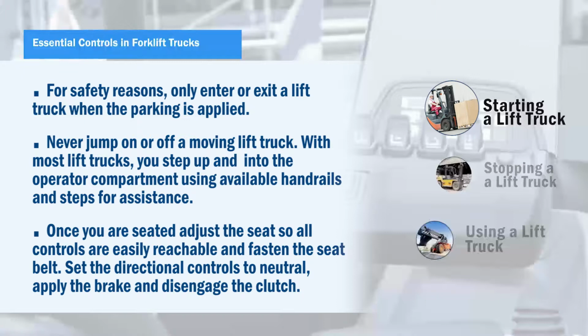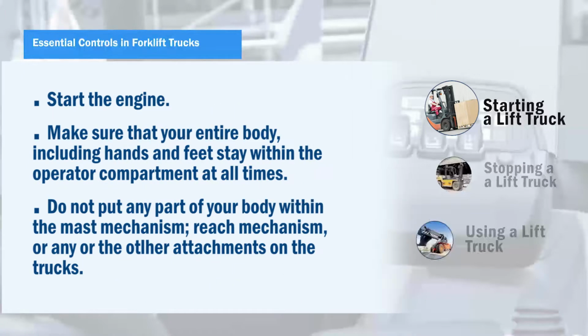With most lift trucks, you step up and into the operator compartment using available handrails and steps for assistance. Once you are seated, adjust the seat so that all controls are easily reachable and fasten the seatbelt. Set the directional controls to neutral, apply the brake, and disengage the clutch. Start the engine.